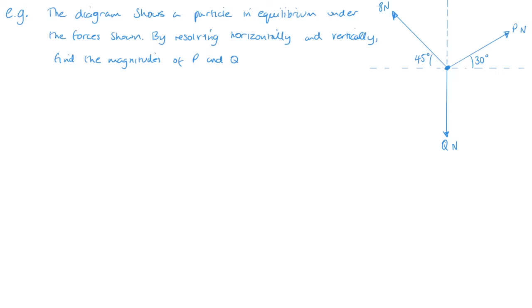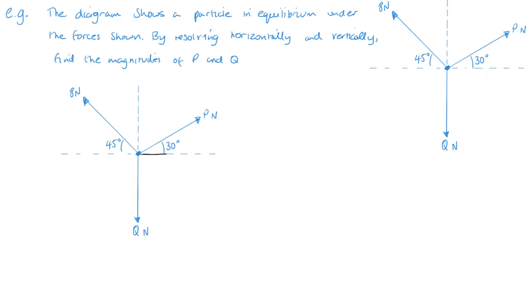So without beating around the bush, let's get into the first example. The diagram shows a particle in equilibrium under the forces shown. By resolving horizontally and vertically, find the magnitudes of P and Q. Obviously this kind of thing it won't say in an exam, that's just put in there by me for this question. So let's start with the diagram.